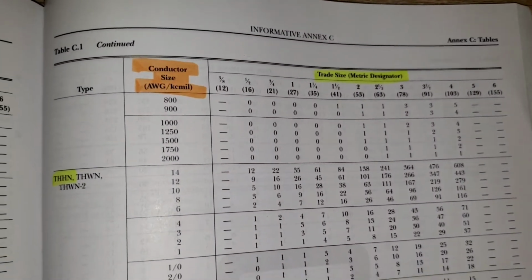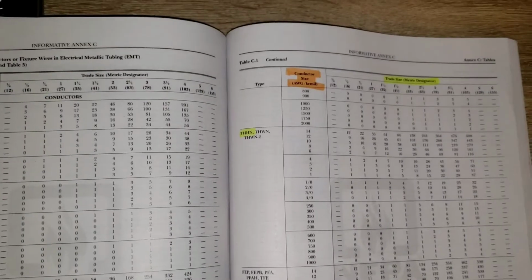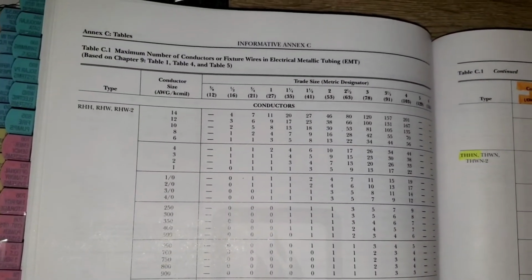And then last is Annex C. This is great. Make sure you know this one. Annex C, table C.1.